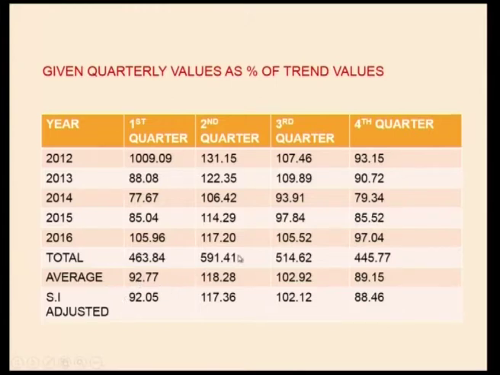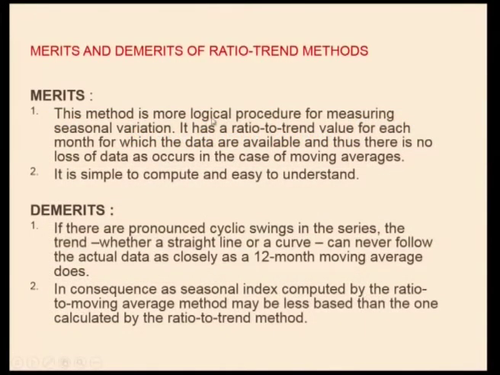For 591.47 by 5, you get 118.28. Finally, 445.77 by 5, you get 89.15. So your adjusted seasonal index is going to be 92.05, 117.36, etc., 88.46.